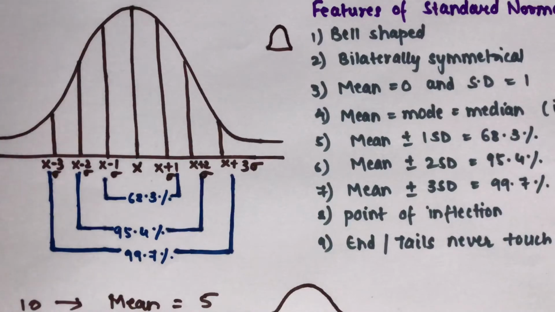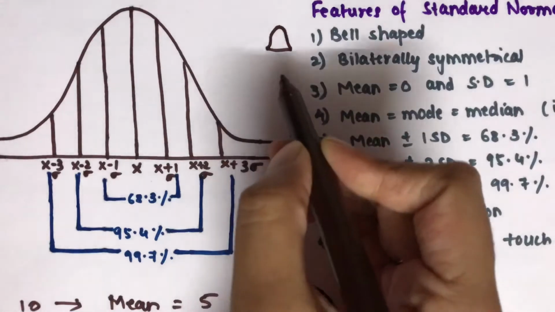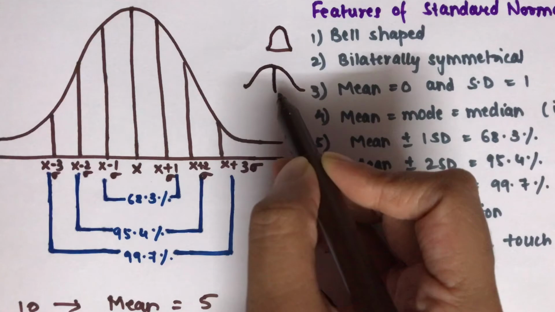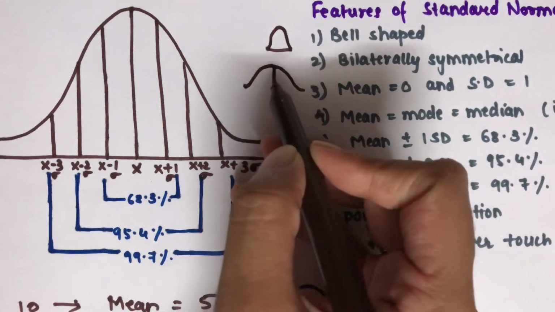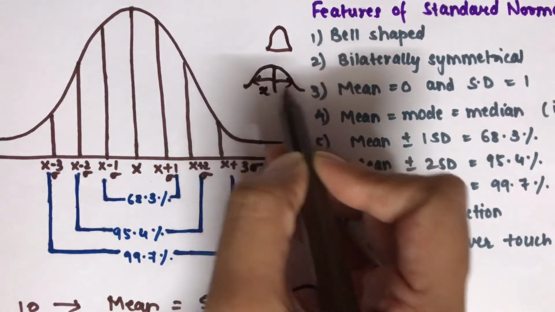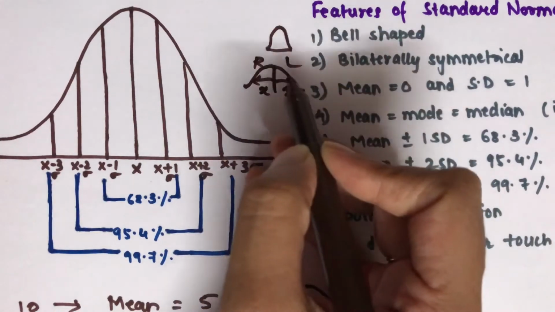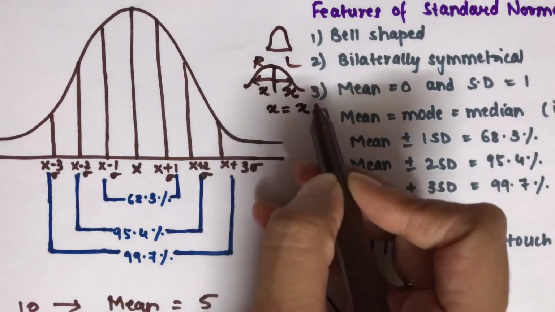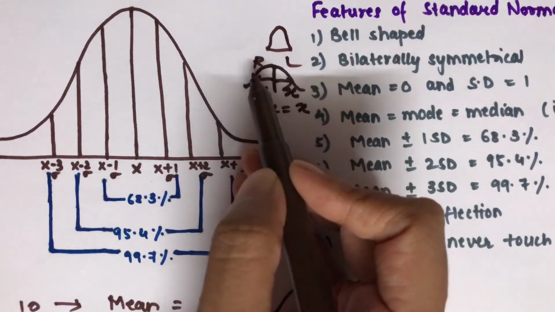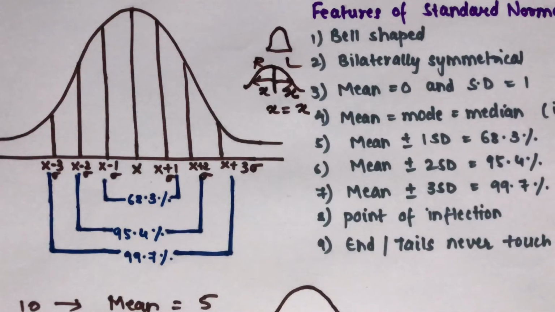The second feature is that it is symmetrical, bilaterally symmetrical. If you draw a line in the center of this curve, it is equal on both sides. On both sides of the mean, for example this is x and this is x, the right side and the left side are equal. That means x is equal to x, and they appear like a mirror image. The right side is seen as a mirror image of the left side, so it is equal on both sides when you draw it.